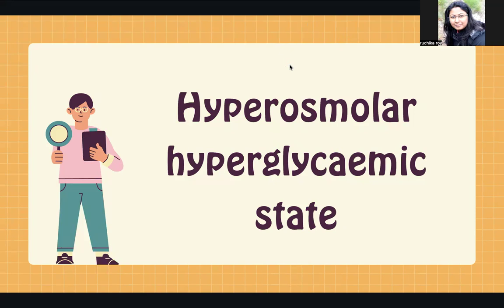So today we will do the hyperosmolar hyperglycemic state. This is basically an acute emergency seen in type 2 diabetes. So there is an extreme hyperglycemia without any ketosis. So let's see what are the key features, what is the pathophysiology, and what are the trigger factors.